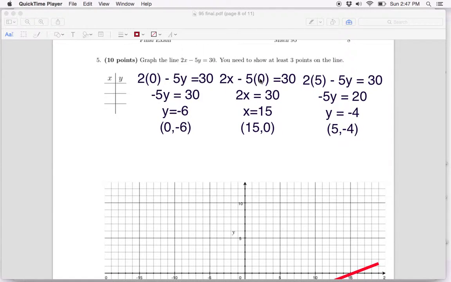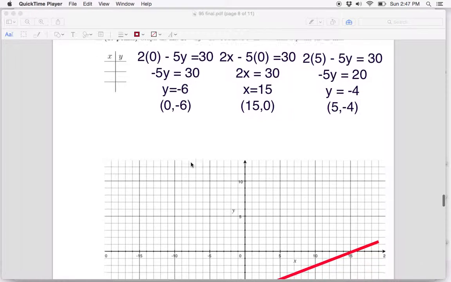And you can do a similar thing with the y. You put a 0 in for y, that term drops out. So you have 2x equals 30, so x must be 15. And remember that you put in the 0 for the y, so that's over here, and the x is the 15. Okay, now once you have 2 points, you can draw your line.